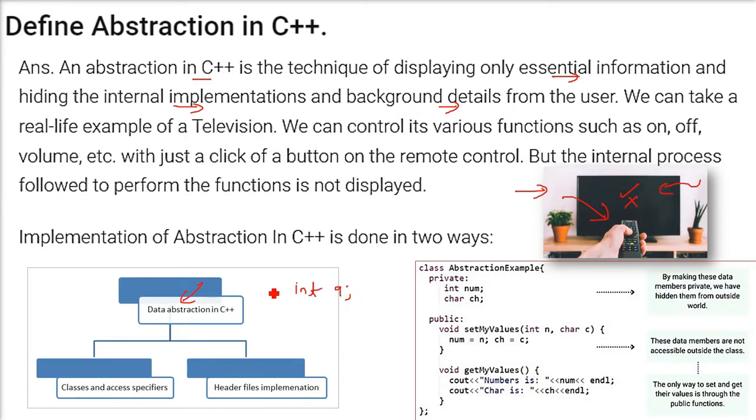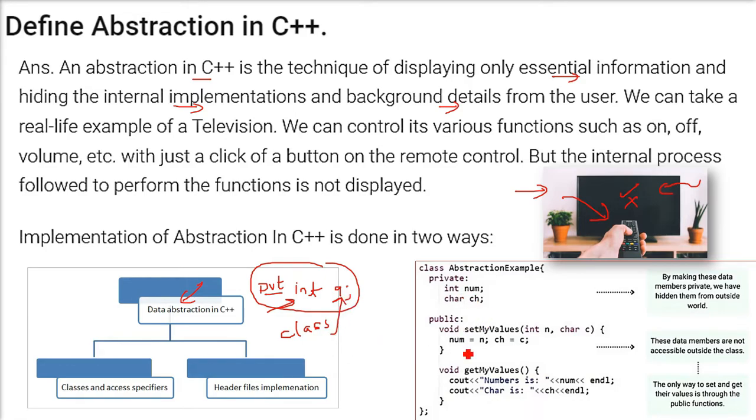So int a is by default private in C++, but let us say we are making it private. So integer a we have defined inside a class and we made it private. Now when you make it private, it is not accessible from outside. It is inside the class. So it is an internal detail of the class which shouldn't be known to the outside users.